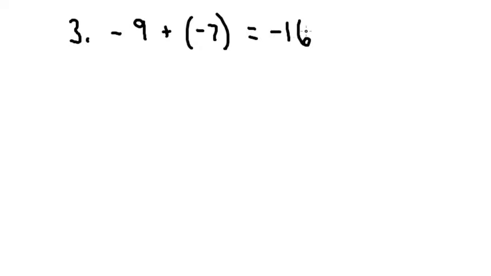Okay. Let's go to number 3. So number 3 says -9 plus negative 7 is equal to negative 16. Okay. Actually, hold on. Let me make sure I'm saying this correctly.